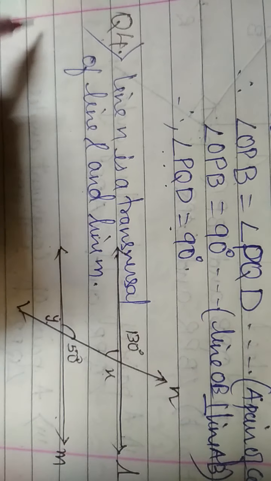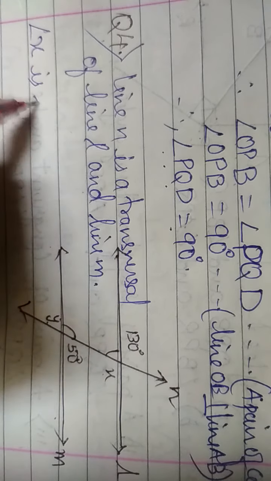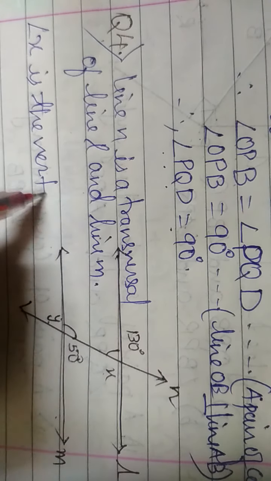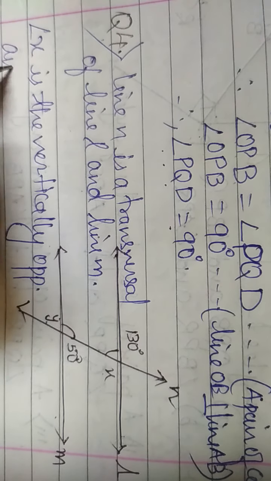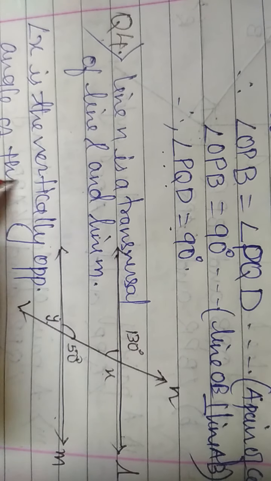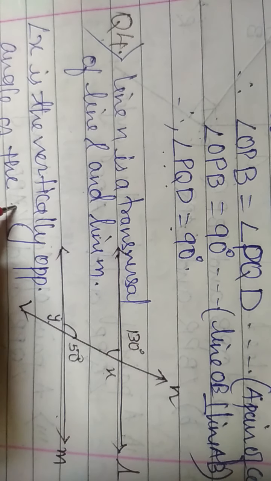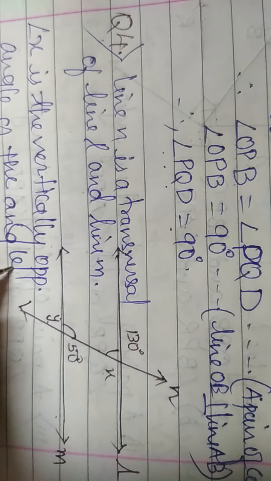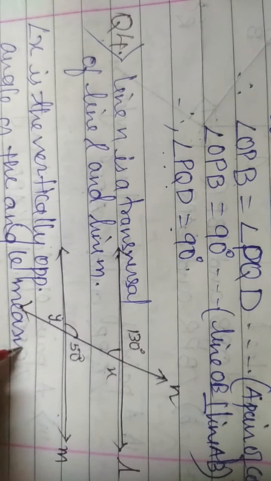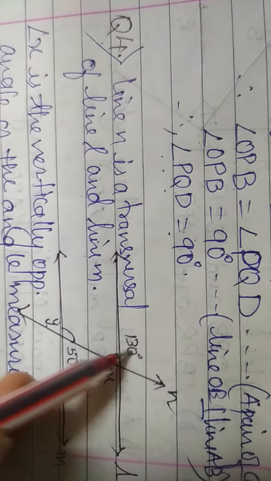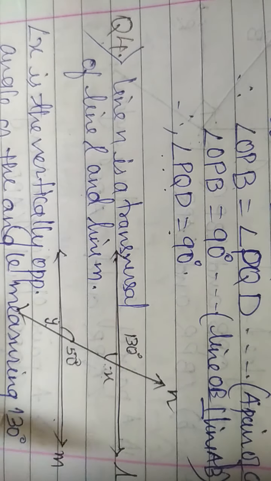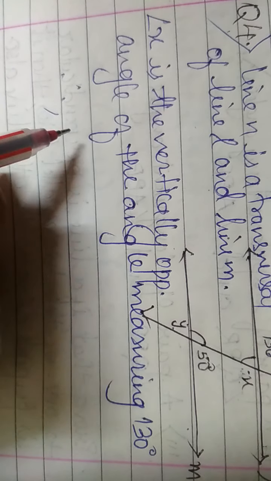That is given. So angle X is the vertically opposite angle of the angle measuring 130 degree. That means you can see these two angles are vertically opposite angles. That means what we can write? Therefore, angle X equals 130 degree.